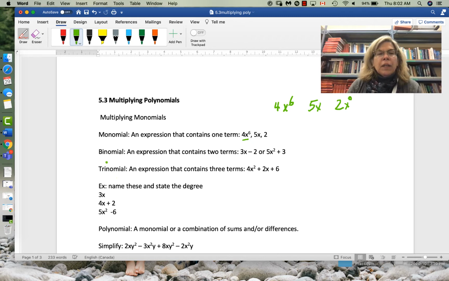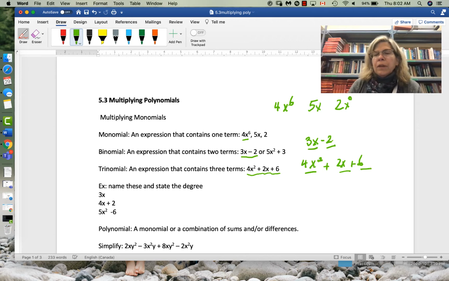And then if we think about binomials, just to have a refresher, a binomial is a polynomial with two terms. So 3x minus 2 has two terms, 1, 2, so it's a binomial. Or 5x plus 3, that's also a binomial. And finally, a trinomial is an expression that contains three terms. So 4x squared plus 2x plus 6 is a trinomial because it has 1, 2, 3 terms.